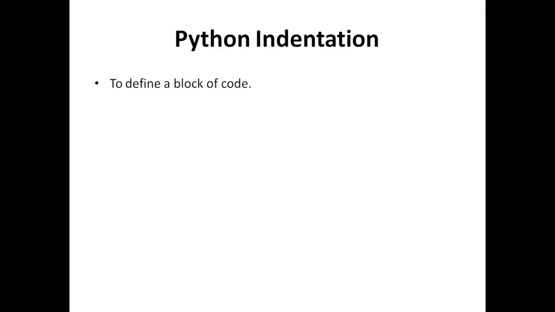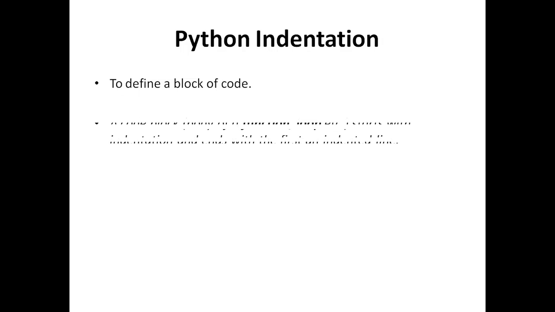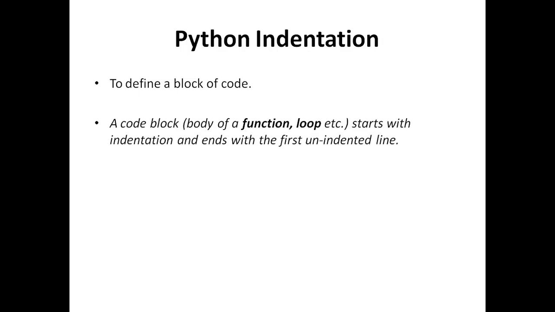Python indentation. This is a very important topic. Most of the people find an error because of this. So please have a proper look in this part. Python indentation is used to define a block of code. Generally in C, C++ or Java, to define a block of code we use the braces, but in Python there is no use of braces. So to define a block of code we use the indentation.